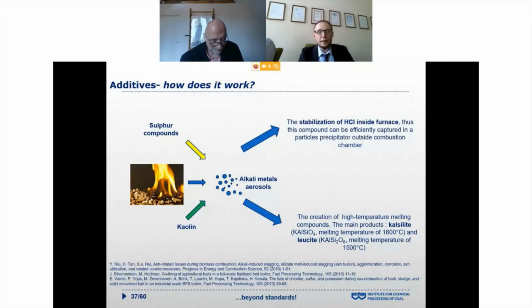But what happens if we add the sulfur compounds? The mechanism is quite different, because in fact we stabilize the HCl inside the furnace. HCl cannot react with the other components that can create some deposits, but HCl is removed from the furnace into the precipitation part. However, of course, we have to protect even the surfaces just outside of the boiler, because even if we have a higher content of chlorine, we for sure obtain a higher content of HCl, so we have to protect such surfaces.